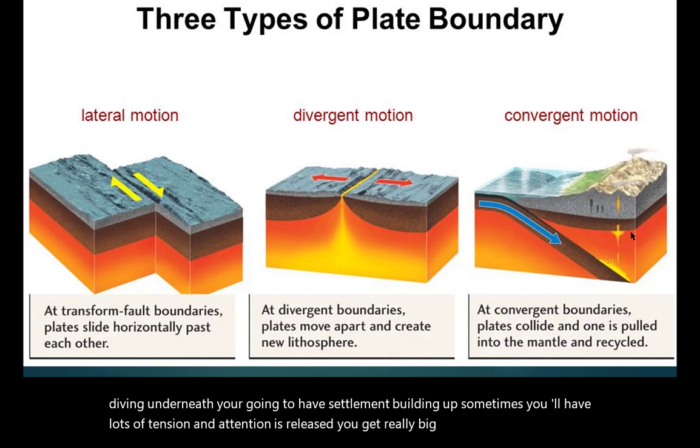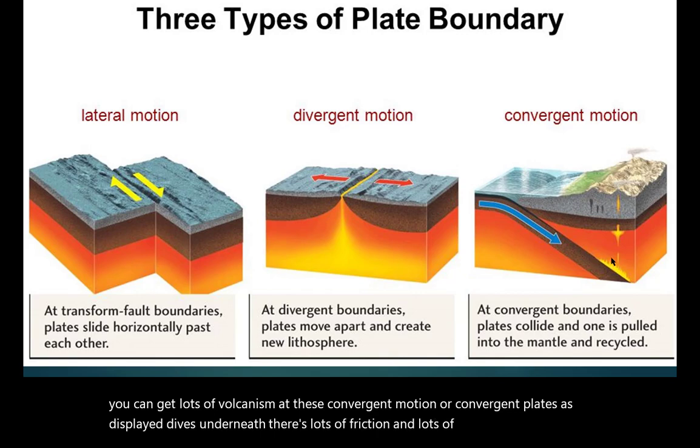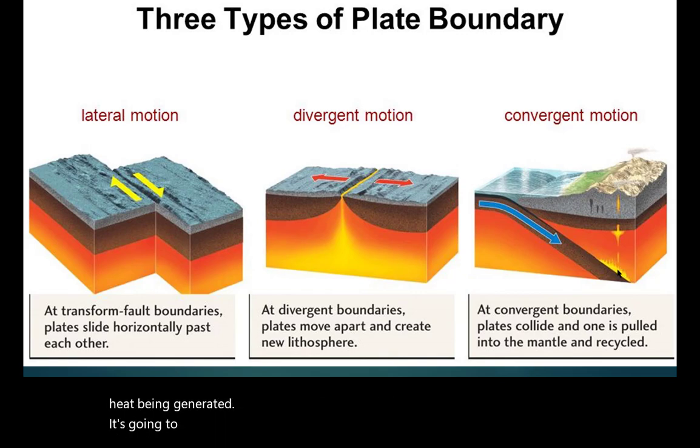Additionally, you can get lots of volcanism at these convergent plates. As this plate dives underneath, there's lots of friction and lots of heat being generated. That's going to melt magma. This molten rock is going to float to the surface, and the result is volcanism.